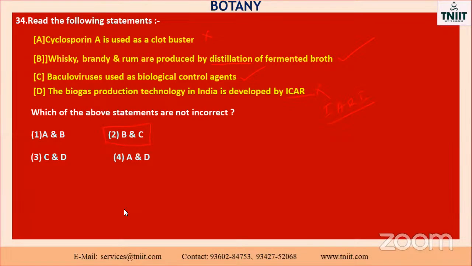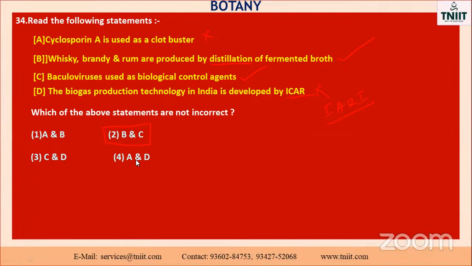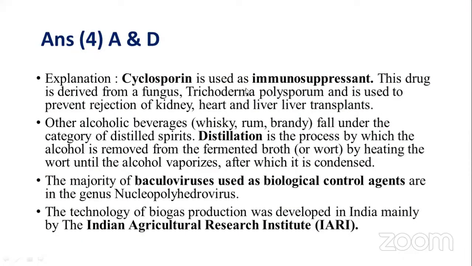Okay. See this one. Sorry. A and D. How will it come? The last option has given A and D. Cyclosporin A, listen here. Cyclosporin is used as an immunosuppressant agent. So it will not come. So the answer is wrong here. B and D only. Okay. Just to check it once again. Cyclosporin is an immunosuppressant, so it will not come as a blood clot buster.